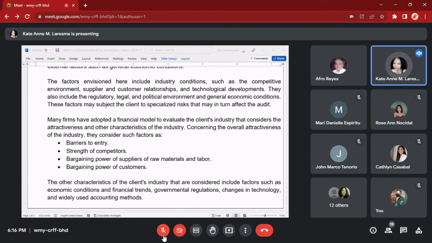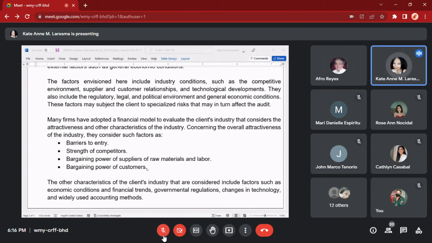Then, sa number 3, bargaining power of suppliers of raw materials and labor. Dito naman, kailangan aware si auditor kung anong level ng pressure ang kaya at maaaring ilagay ng mga supplier kay entity. Gaano nila kayang baguhin ang kanilang mga prices, gaano nila kayang bawasan ang supply, gaano ni suppliers kayang pababain ang kalidad ng kanilang raw materials and labor.